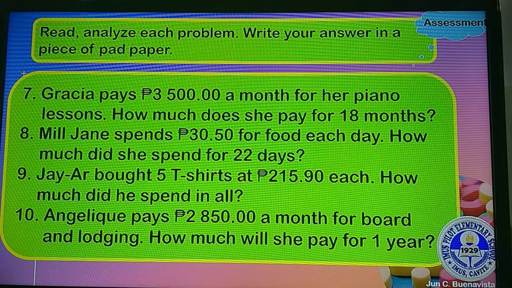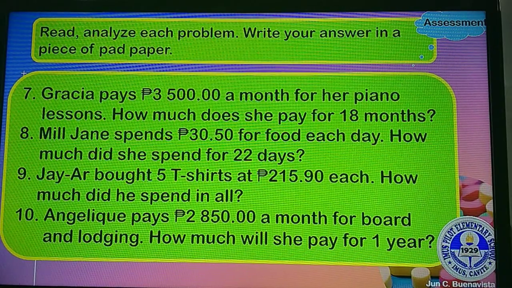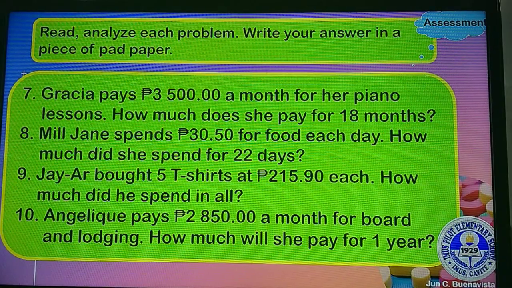Then, number 9, JR bought 5 t-shirts at 215 pesos and 90 centavos each. How much did she spend in all? Ayan. So, one operation also, and that is a routine problem. For number 10, Angelique pays 2,850 pesos a month for her board and lodging. How much will she pay for 1 year? Again, that is a routine problem because only one operation that you are going to use.